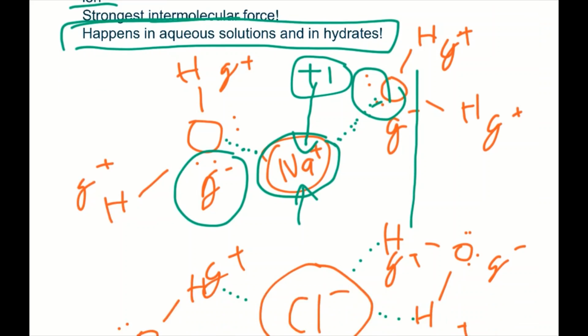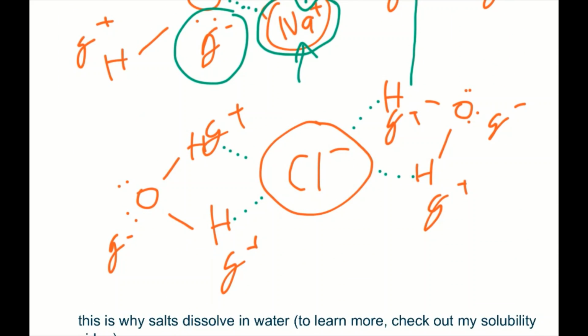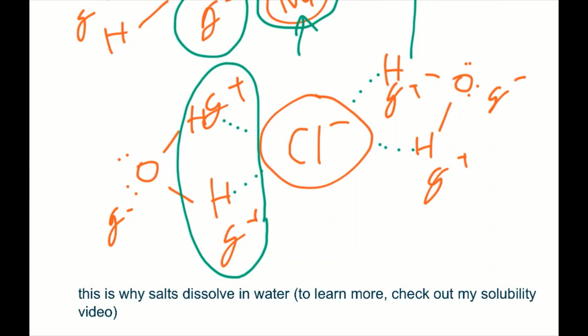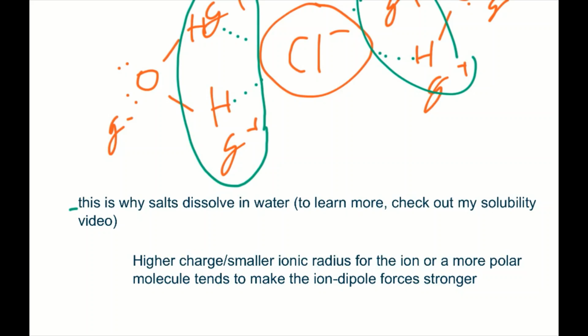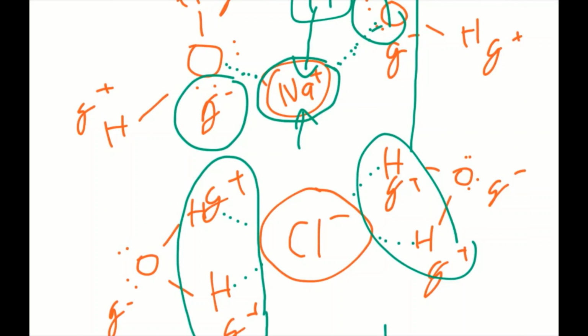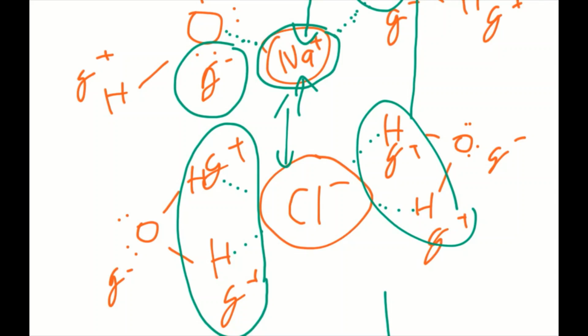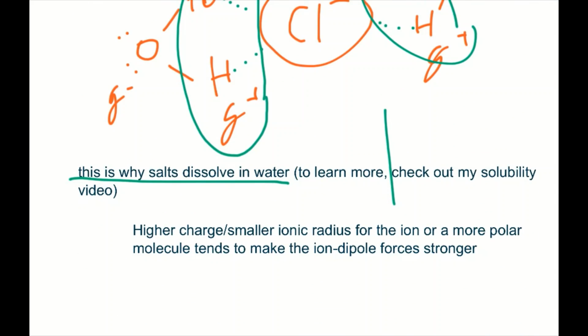Now, what about our Cl minus? Well, the Cl minus will attract the partially positive ends of the water molecule, which are the hydrogen atoms, and this happens many times with many water molecules, as you can see here. And this is the reason why salts dissolve in water, since as you can see, water molecules surround Na and Cl and kind of separate them. And to learn more, check out my solubility video.